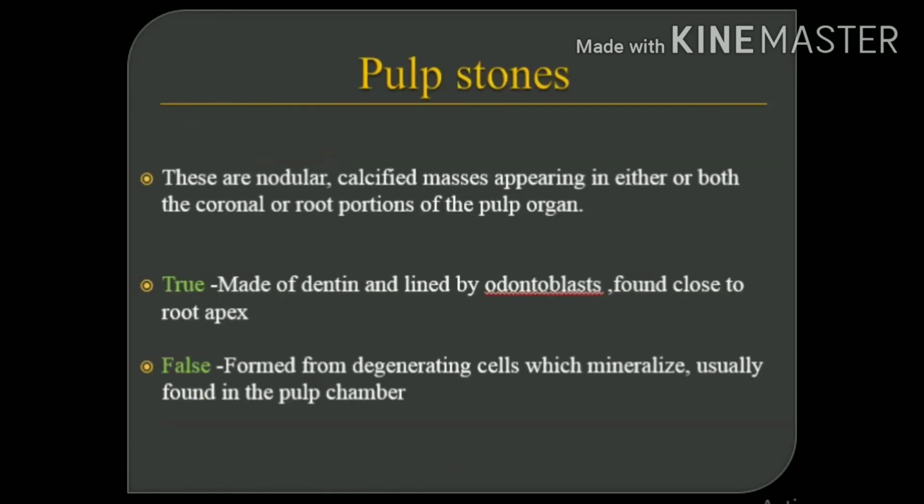Now moving on to the pulp stones, it comes as a separate note. Pulp stones are nodular calcified masses. Either they can be in the coronal or the root portions of the pulp organ. So they can be true or false. True means they are made up of dentin. They have dentinal tubules in them. They are lined by the odontoblasts. They are closer to the root apices, and false means they are just calcified masses, degenerating cells. They mineralize. They are found in the chamber.